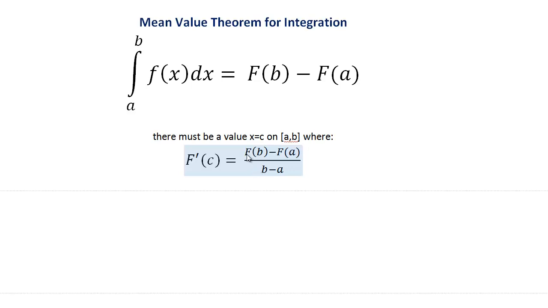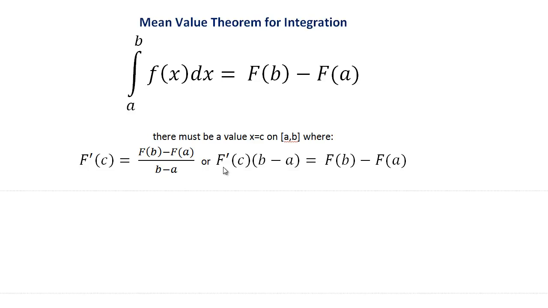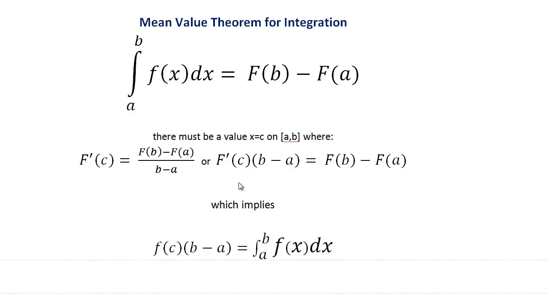And if you'll recall, we can get average rate of change by y2 minus y1 over x2 minus x1 over the entire interval, which in this case is capital F of b minus capital F of a over b minus a. Another way to write that is F prime of c times b minus a equals F of b minus F of a, multiplying both sides by b minus a. And by substitution, since capital F prime of c is the function itself, times b minus a, we know from the fundamental theorem of calculus that F of b minus F of a is the definite integral from a to b of f of x dx.